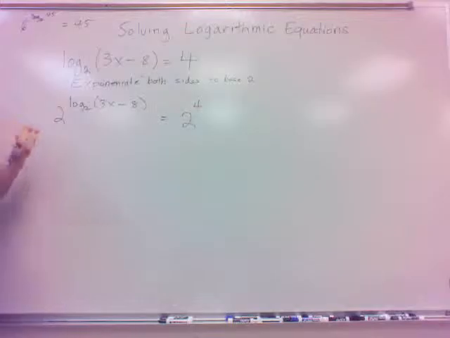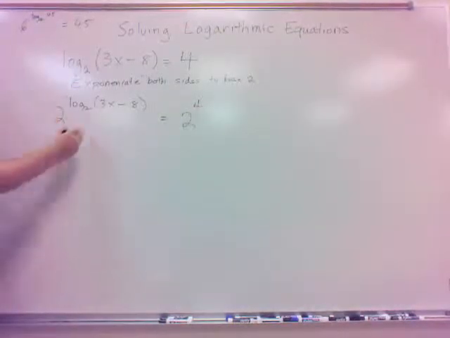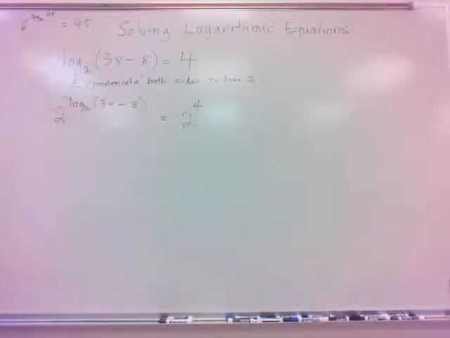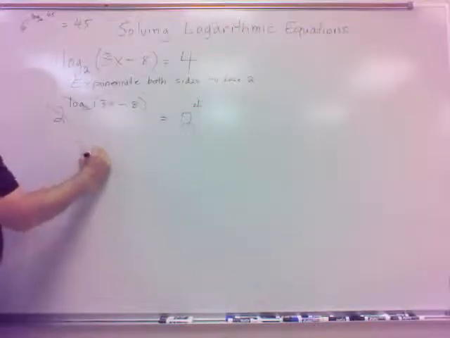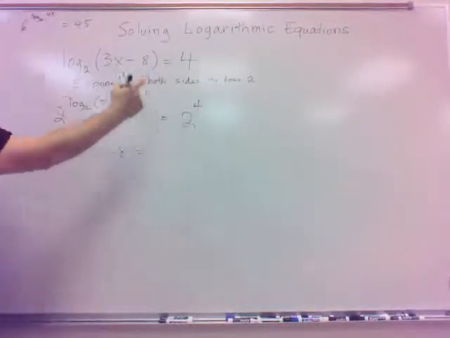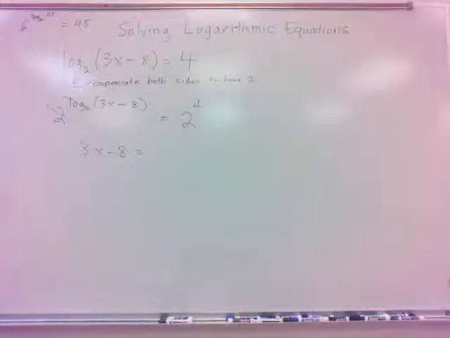What happens? Over here, what have I got? I've got 2 to the log base 2, so don't those cancel out? We looked at that last time. Yes, they do. And so what's left over here is just 3x minus 8. Now, on the right side, I have 2 to the 4th, which is 16. And so that gets rid of my logarithm and leaves me an equation, hopefully, I can solve.